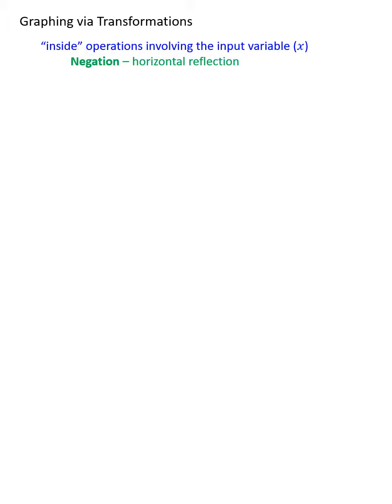Let's take a look at a third example here, where instead of adding or subtracting to the input variable, notice in all of these cases, we're multiplying the input variable by -1. A -1 turns out to be a very special number in mathematics, and we call it a negation when we're multiplying something by -1. It turns out that, and we'll look particularly at the radical graph here, multiplication by -1 causes a horizontal reflection.